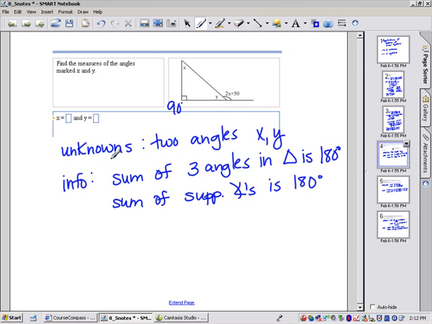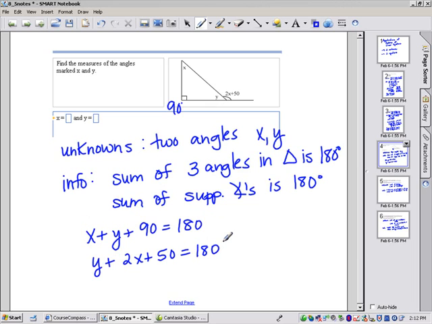So our unknowns are pretty clear. They are the two angles x and y. The info that we know: one thing we know is that in a triangle, the sum of the three angles is 180 degrees. The other thing is the sum of supplementary angles is 180. So we can make our two equations with those relationships. The first equation is that x plus y plus 90 is equal to 180. And the other equation is that y plus 2x plus 50 is also equal to 180.